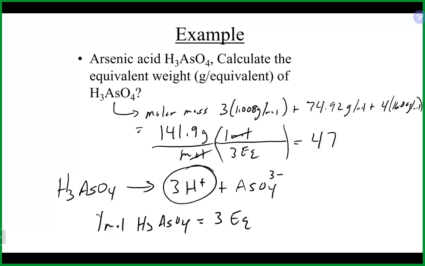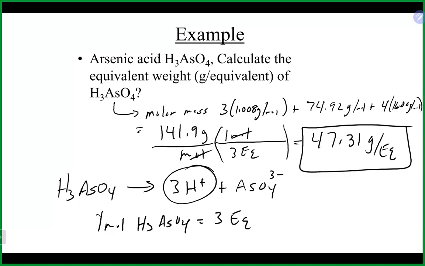We end up with 47.31 grams per equivalent. So that would be our equivalent weight in this case. Any questions on that? So in this case, obviously the equivalent weight and the molar mass are different because you get basically 3 equivalents per 1 there. Any questions on that there?